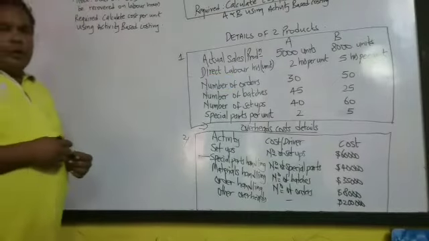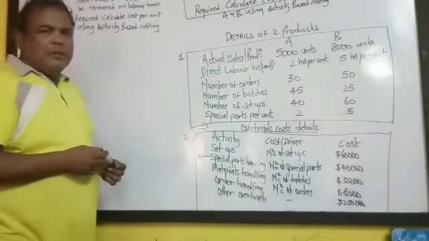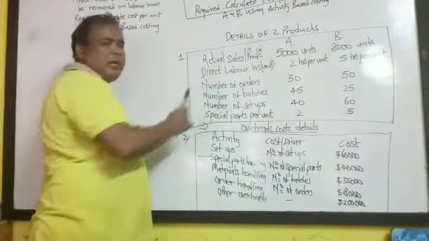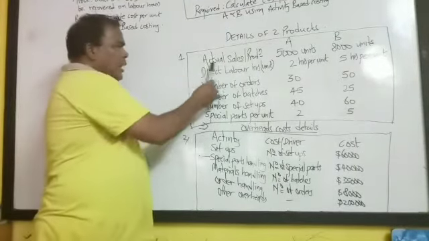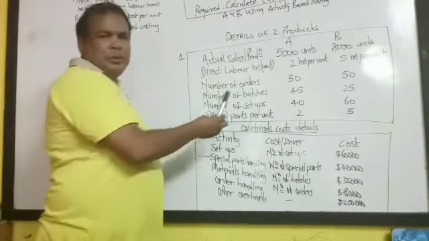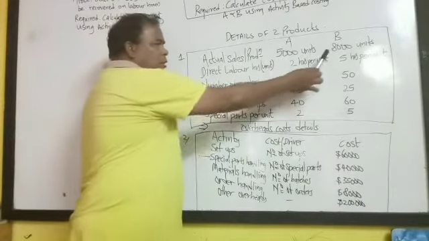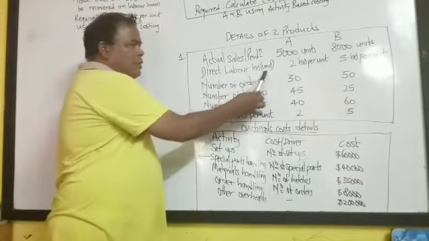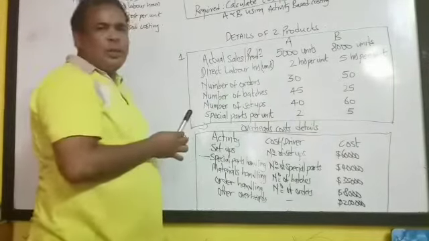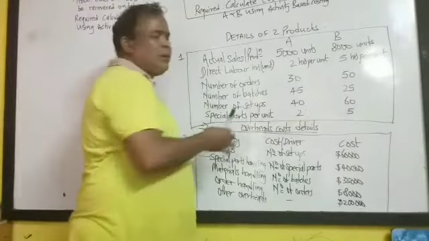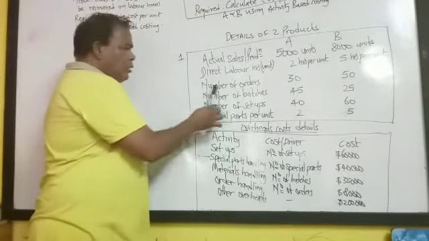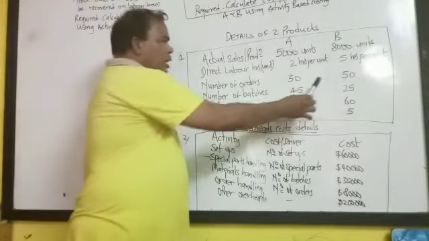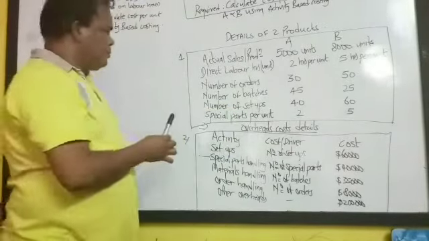Today we are going to see a question on activity-based costing. Details of two products were given. Actual sales and production, 5,000 units for product A, 8,000 units for product B. Direct labor hours, 2 hours per unit for product A and 5 hours per unit for product B. Number of orders, 30 orders for product A and 50 orders for product B.